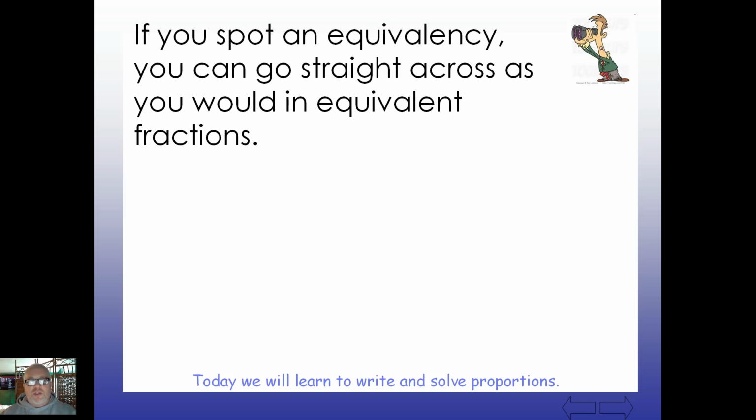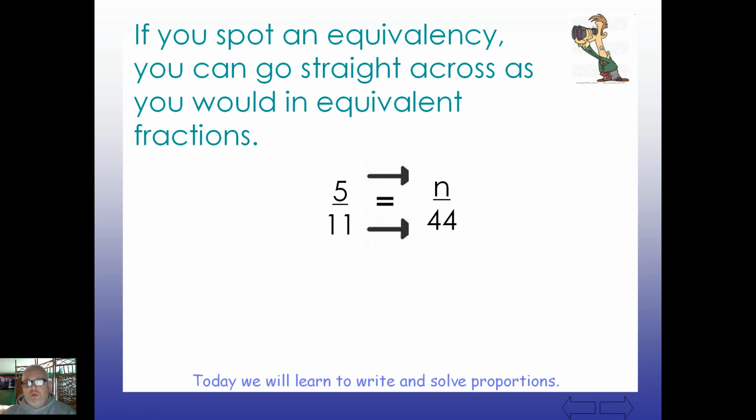All right, just go ahead and watch this. If you can spot what we call an equivalency, you can go straight across as you would an equivalent fraction. For example, 5 over 11 equals n over 44. Well, right here, do you see a relationship between 11 and 44? Couldn't we multiply 11 by something to get 44? And of course we could. We could multiply that by 4.